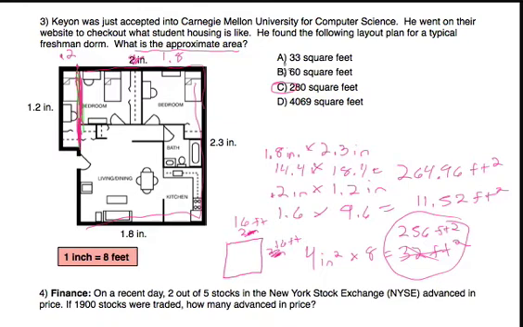8 times 0.2. Yep, that's right. Times 9.6. Oh, I did something wrong. I knew that looked weird. 1.2 times 8 is 9.6. 9.6 times 1.6. All right. Instead of 1152, this should be 1536, which gets you much closer to 280. But the answer is C either way.